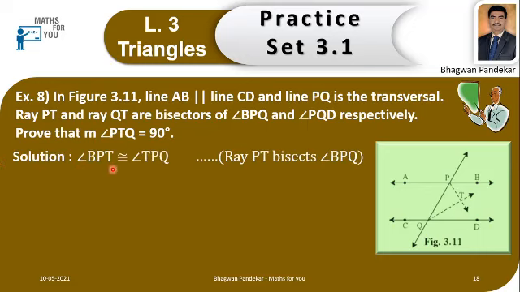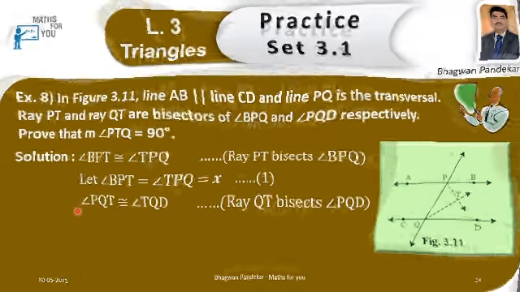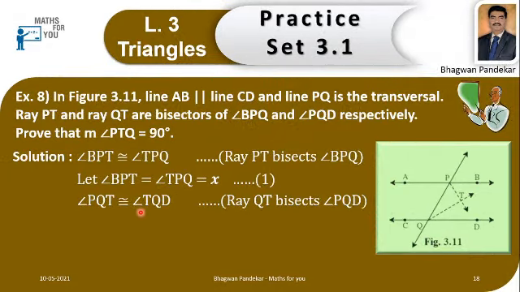angle BPT congruent angle TPQ. Reason is ray PT bisects angle BPQ. Let angle BPT is equal to angle TPQ is equal to x. Equation number 1. Angle PQT congruent angle TQD. Reason is ray QT bisects angle PQD.